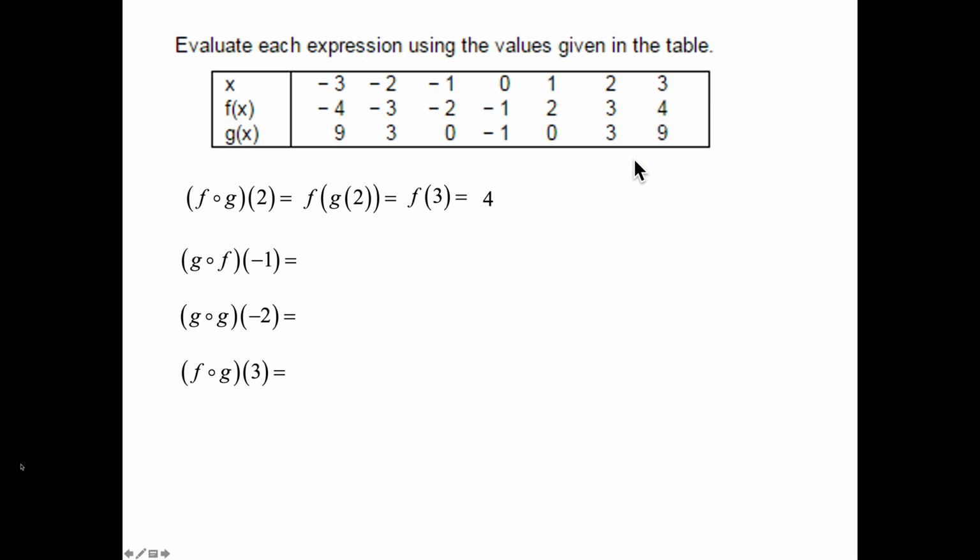All right? So just to show you that again, take that 3. You're then going to go up to the x. And then you take that 3 and go to the 4, and that's your answer, because 4 is in the f row.